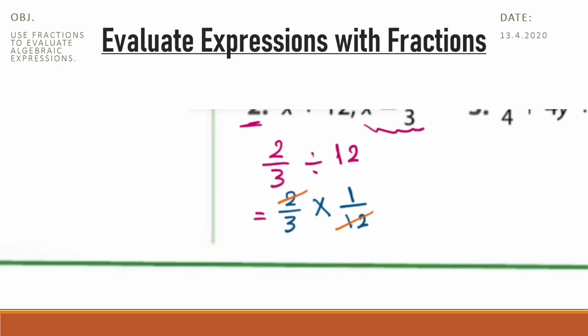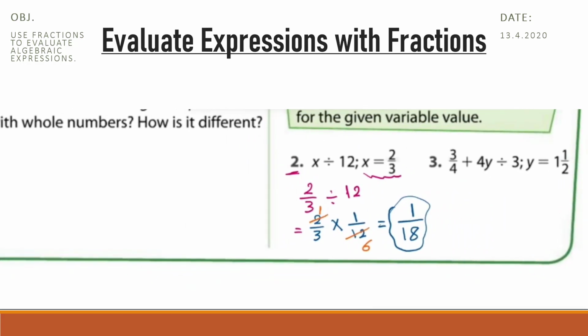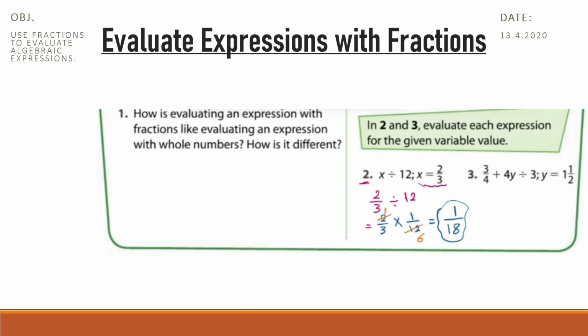12 and 2 are divisible by 2. So 12 divided by 2 is 6 and 2 divided by 2 is 1. Now multiply 1 by 1, it will be 1. And 3 multiplied by 6, it will be 18. So the final answer is 1/18. The value of the expression x divided by 12 when x equal 2/3 is 1/18.